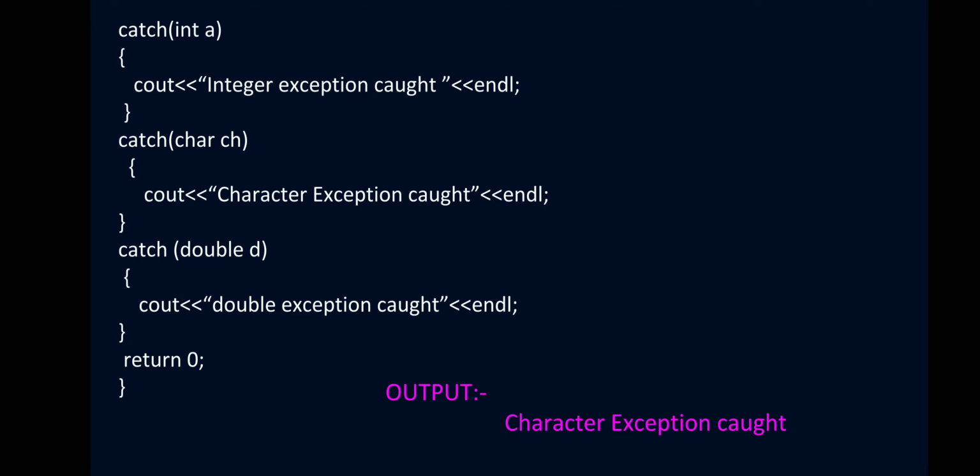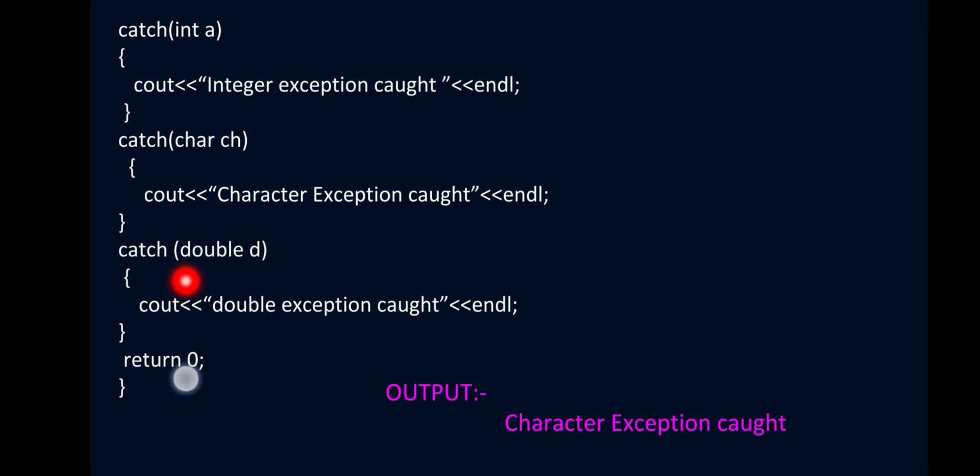If the a value is 1, then I'm throwing an integer exception. So the catch block should contain an integer exception argument. Then if the a value is 2, I'm throwing a character exception. So the catch block should contain a character exception object. If the a value is 3, I'm throwing a double exception. So the catch block should contain a double.